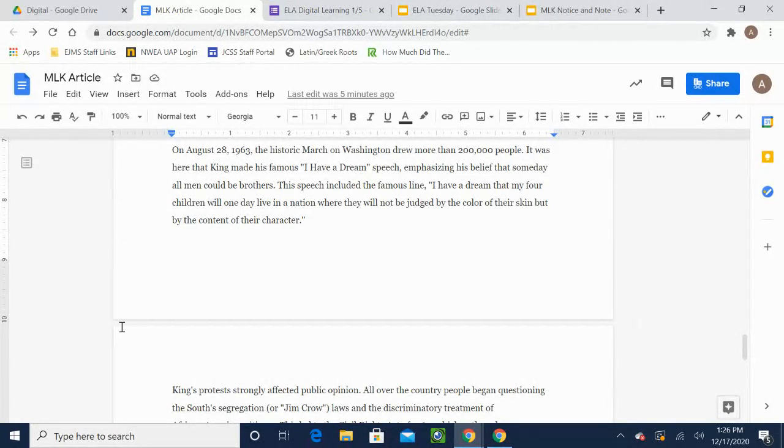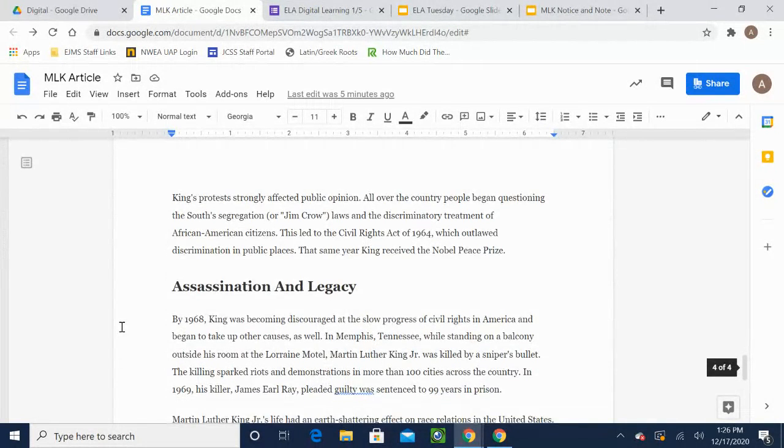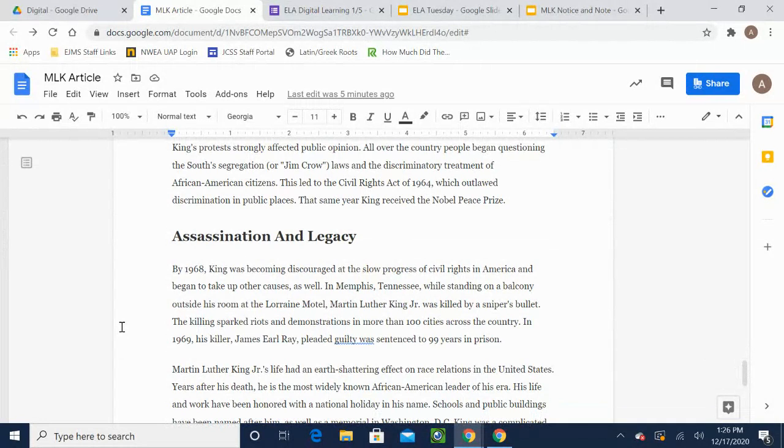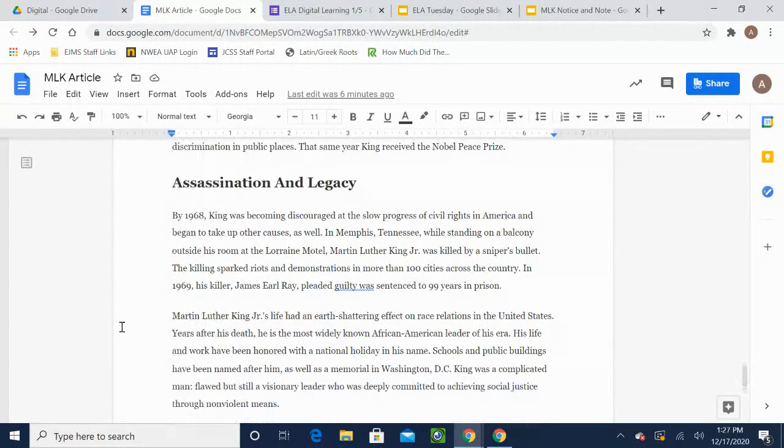I have a dream that my 4 children will one day live in a nation where they will not be judged by the color of their skin, but by the content of their character. King's protests strongly affected public opinion. All over the country, people began questioning the South's segregation, or Jim Crow laws, and the discriminatory treatment of African American citizens. This led to the Civil Rights Act of 1964, which outlawed discrimination in public places. That same year, King received the Nobel Peace Prize.